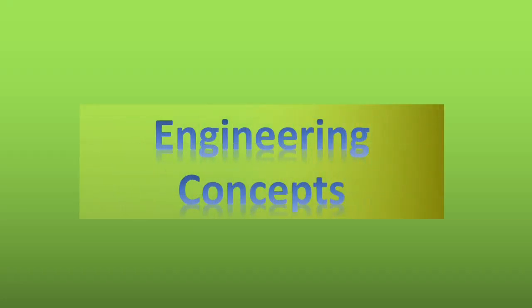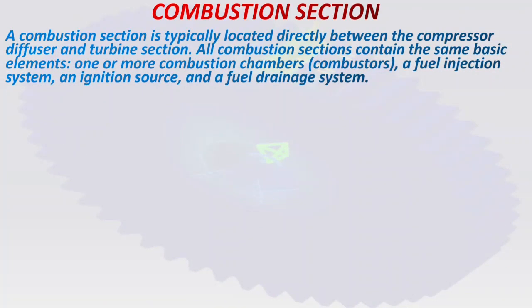In this video, I will tell about the combustion section of a gas turbine engine. A combustion section is typically located directly between the compressor diffuser and turbine section.